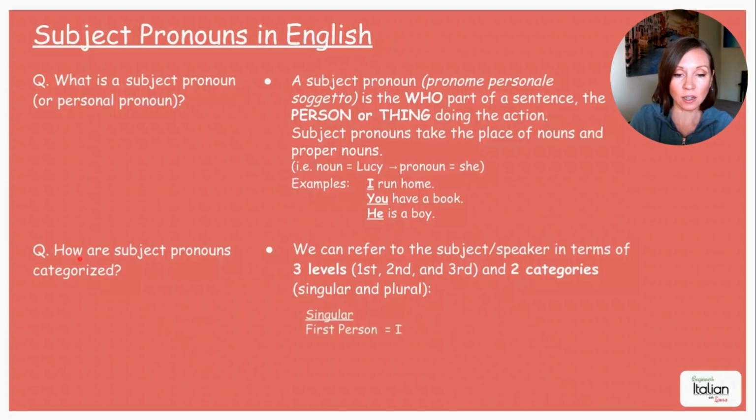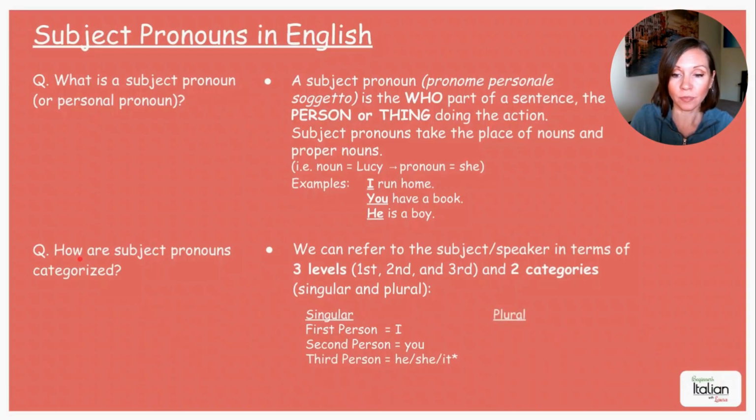So in the singular, we have first person, which is from the perspective of the first person point of view, which is the I. I do this or I do that. Second person point of view is you. And third person is he, she, or it.